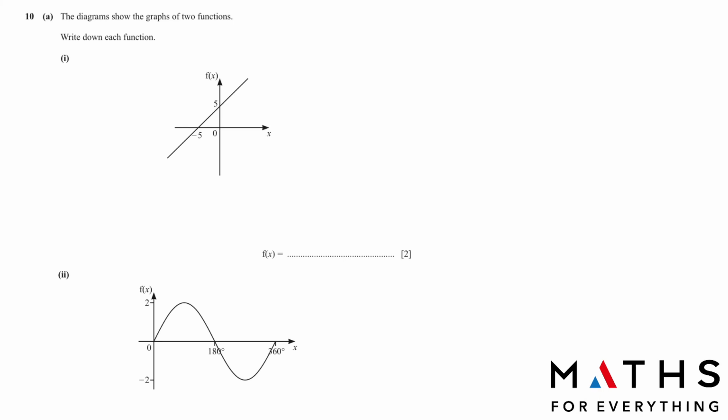Question number 10. Part A, the diagram shows the graphs of two functions. Write down each function. This is a linear equation. It's a line. So a line will always be in the format y is equal to mx plus c. This is a very easy way to find this function. But suppose it was a little bit complicated, then how to go about it? First, I'll show you that. Then we move on to the easy one.